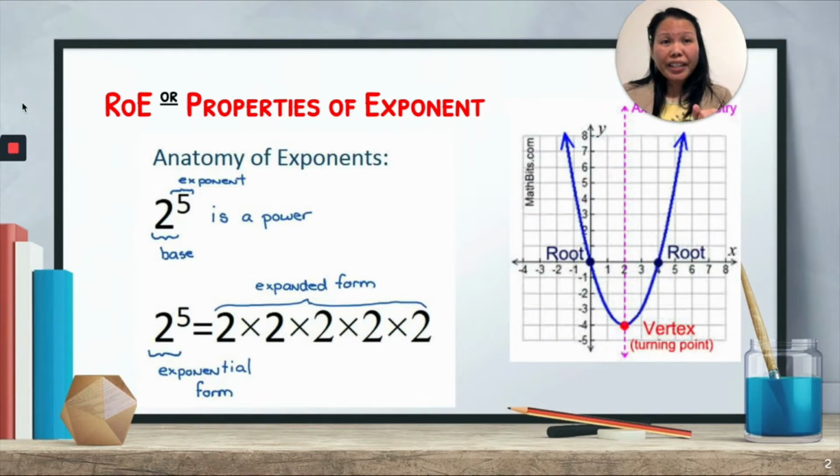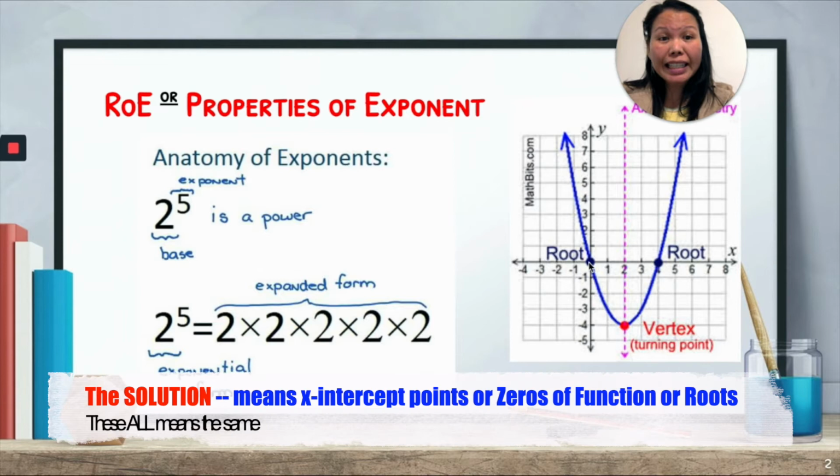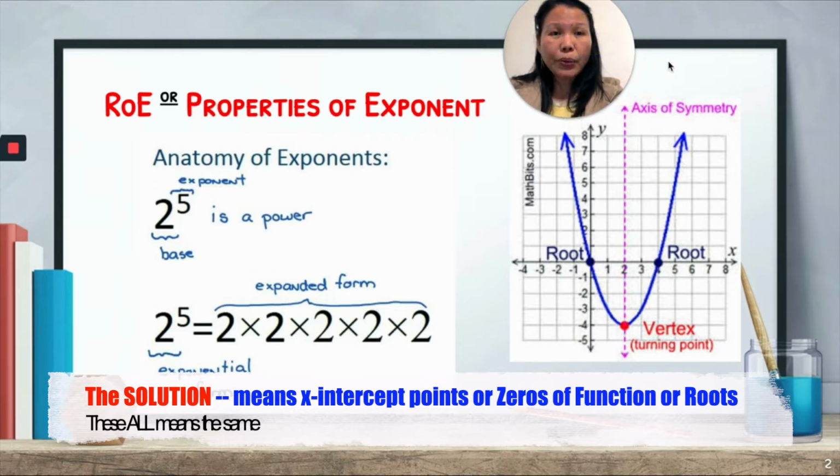A couple more things on the graph. When we get to the graph part, this will be explained. We have the root, and the roots are the x-intercept points. We also have different names for the roots. We call it the solution, the zero of the function, and so on. And then you also see the pink line, which my bubble is hiding. So I'm going to move it slightly to the left here.